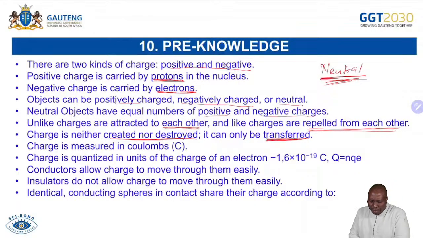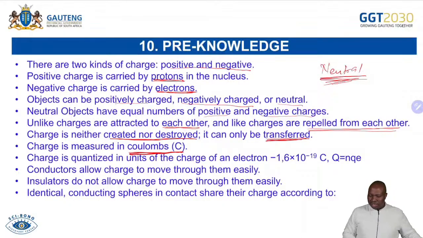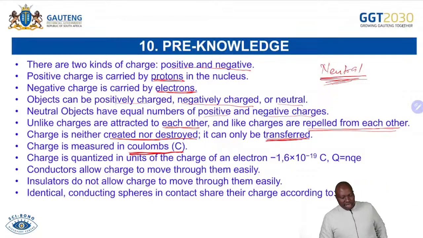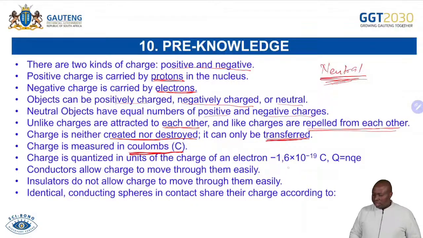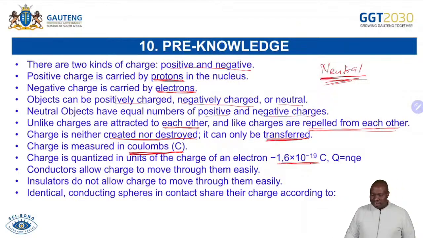Now, charge is measured in coulombs. Coulomb is a capital letter C, not the small letter c that you use for concentration in paper 2. Coulomb is capital letter C. Don't make the mistake of writing coulomb with a small letter c. And we're saying charge is quantized in units of the charge of an electron. That is the principle of quantization of charge. The charge of an electron is minus 1,6 times 10 to the power of minus 19.